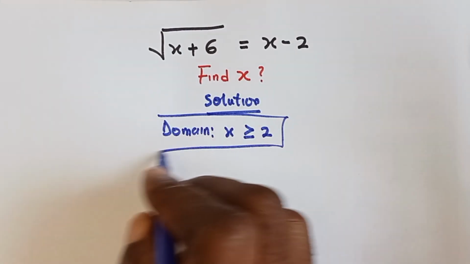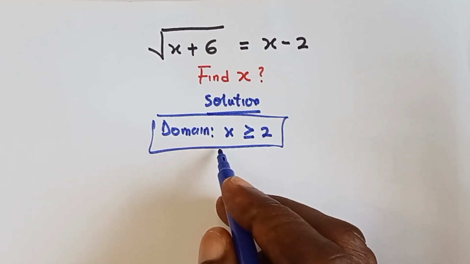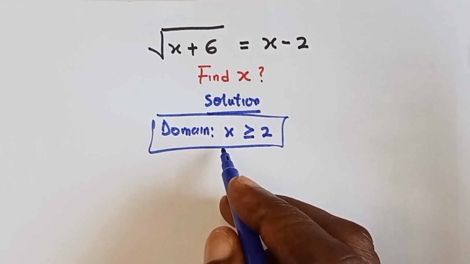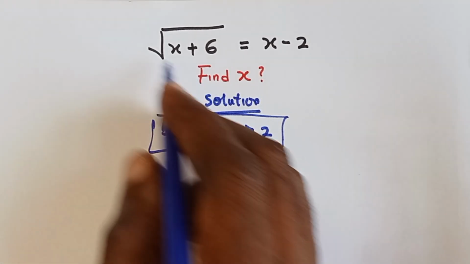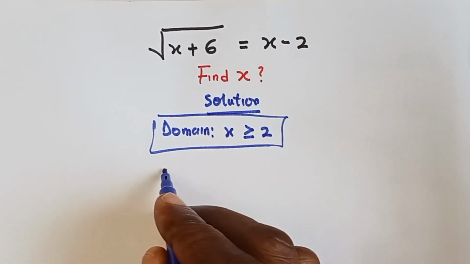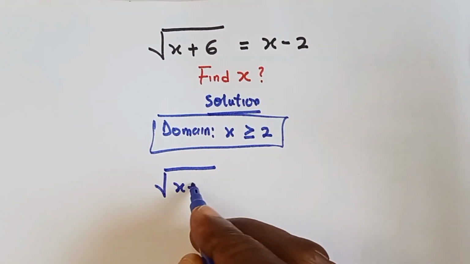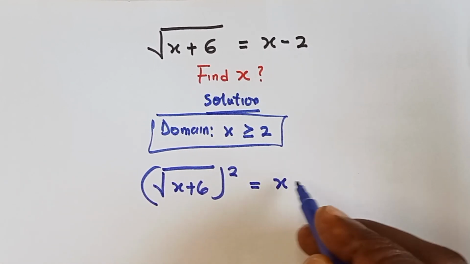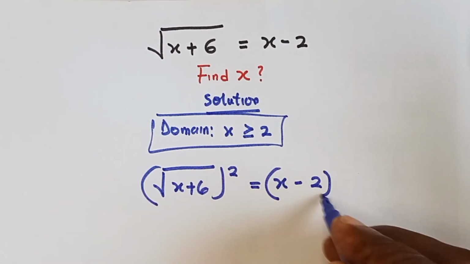Alright, so it means whatever value of x we are going to get should be either greater than 2 or equals to 2. So anything less than 2 is not considered a valid solution or answer. Alright, so what we're going to do here is to square both sides. So it means we have x plus 6. We're going to square this in order to remove the square root. And also we are going to square this.